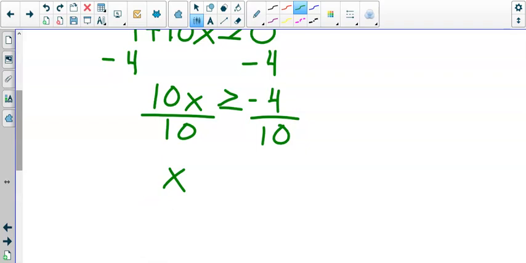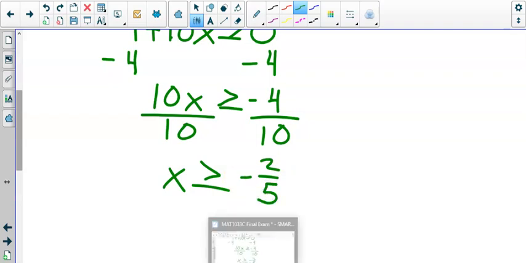No. Because we're not dividing by a negative. Our numerator's negative, that's okay. The numerator can do whatever it wants. It's when the denominator, when you're dividing, that's when you've got to be careful. So no, we do not flip the sign, but negative 4 over 10 reduces to negative 2/5. So remember, these are from negative 2/5 and above, because we're greater than, these are the numbers we like.